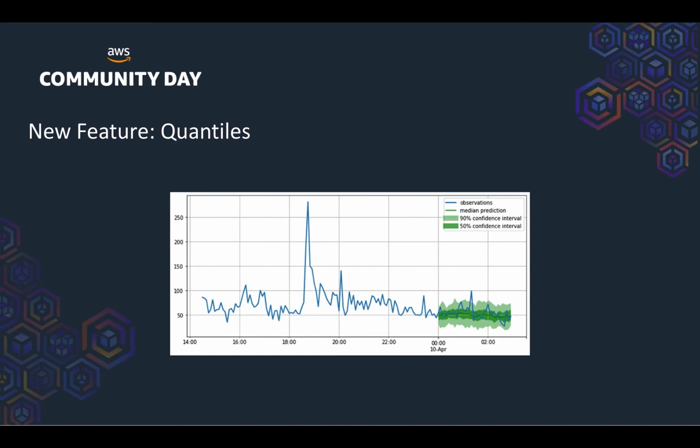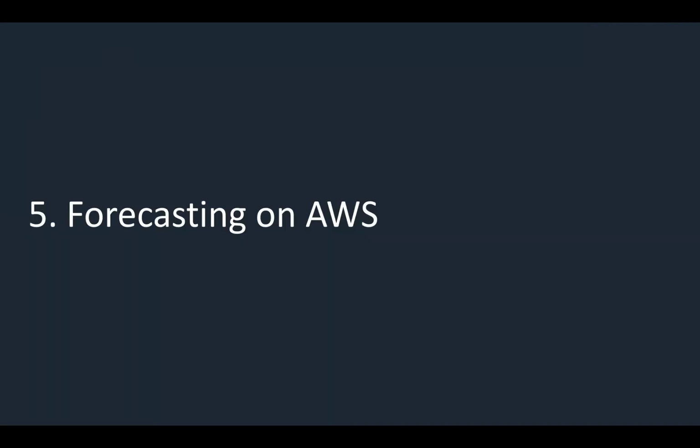The 90% confidence interval means that 90% of the time, the demand will fall into the light green area. You can see in the graph that the actual demand, which is the blue line, only exceeds the light green area once. Okay, I hope you already have a better understanding of what machine learning time series forecasting is.